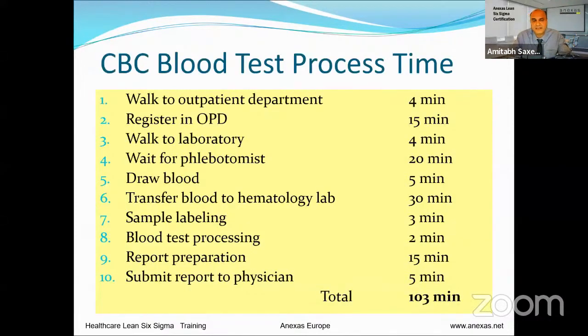So typically, when you go to a hospital, there are different steps you perform just to get a blood test. But what is the value we are looking at? Why are we performing a blood test? The reason you are performing a blood test is that you want to know the health status of the patient. If you are going for a blood test, you would like to know what is the status of my health.